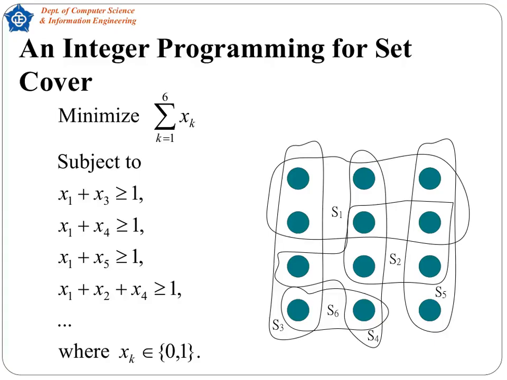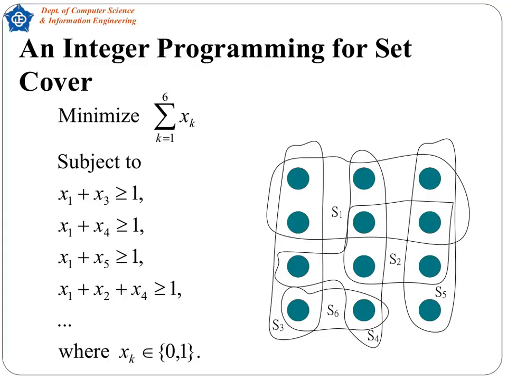Continuing from our earlier formulation, we now model the set cover problem by introducing a binary decision variable x for each of the 6 candidate subsets S through S. Our objective is to minimize the total number of chosen subsets, written as the sum from k equals 1 to 6 of x. To guarantee that every element, the green circles, is covered, we impose a series of covering constraints.